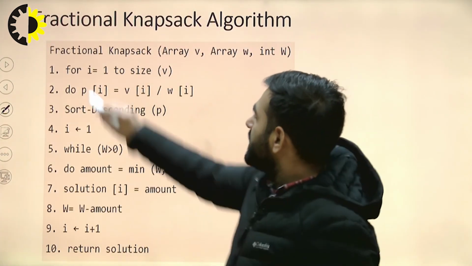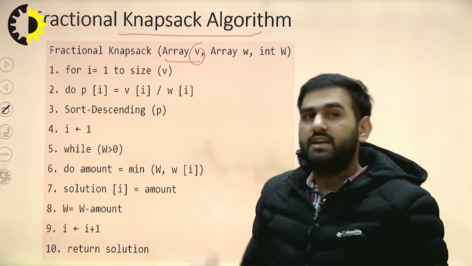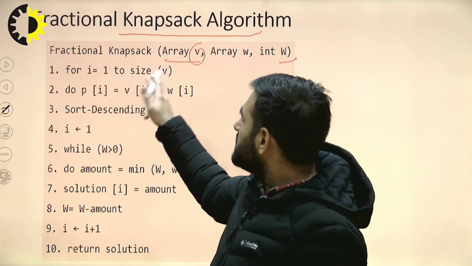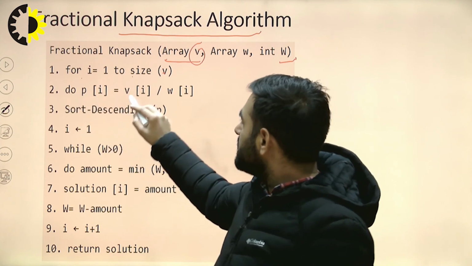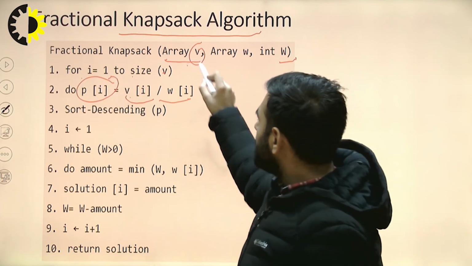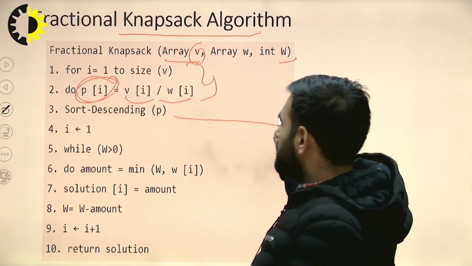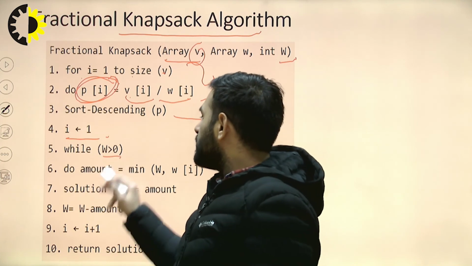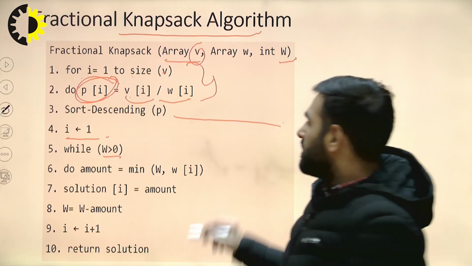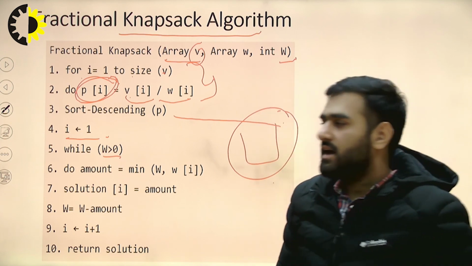Now see the fractional knapsack problem. We have a given array V, value array, weight array and an integer W. From size 1 to size V, what we have to do is calculate Vi by Wi. This is the P's value. Now, after doing this value, we have to sort the array. The resulting array is P. We have sorted in the descending order. From i equals to 1, while W greater than 0, we have to add the item in the solution array by checking the boundary condition, that is the weight of the particular knapsack. And at last, we have to return the solution.